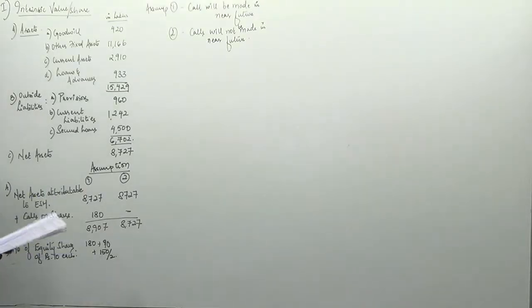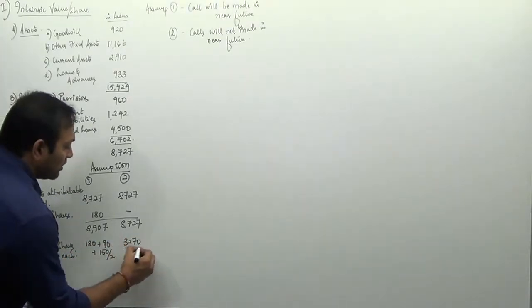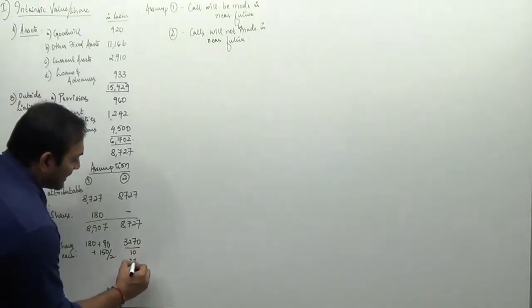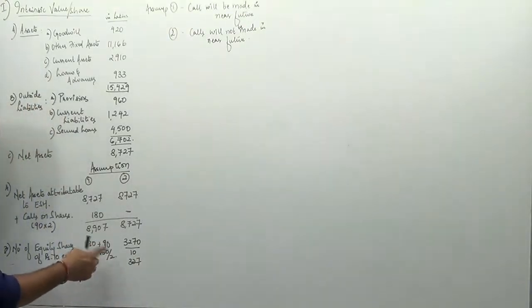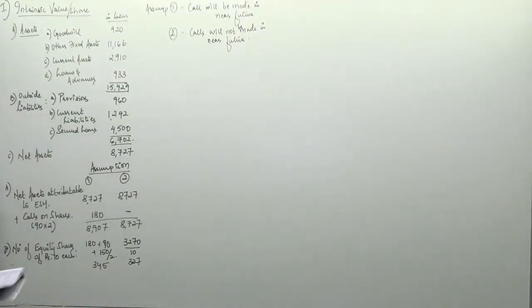But whenever you're considering assumption number 2, total paid up value divided by 10. Total paid up value, 1800, 720 and 750. The total paid up value is, I think, 3270. Divided by 10, here I get 327 shares. In the first case I get 270 plus 75, 345 shares. I hope that's right.